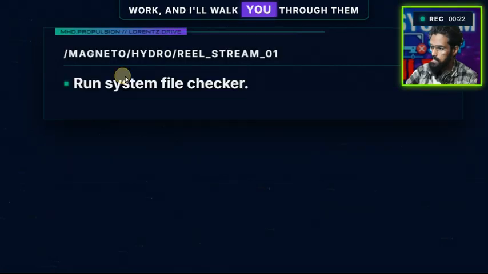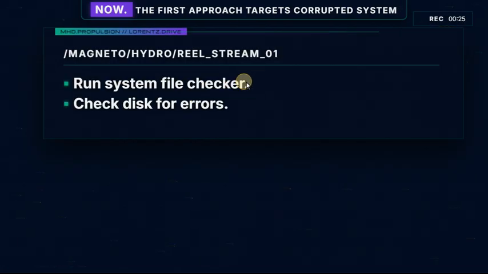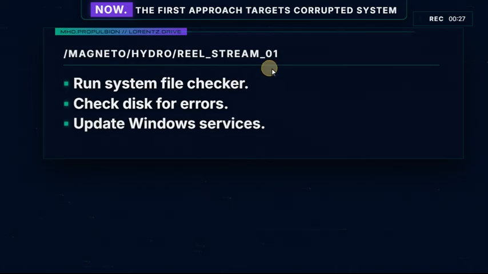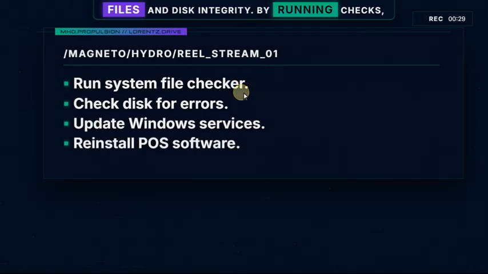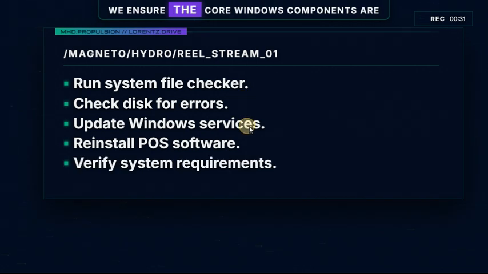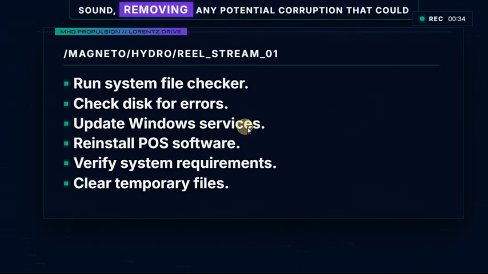The first approach targets corrupted system files and disk integrity. By running checks, we ensure the core Windows components are sound, removing any potential corruption that could halt the setup process.